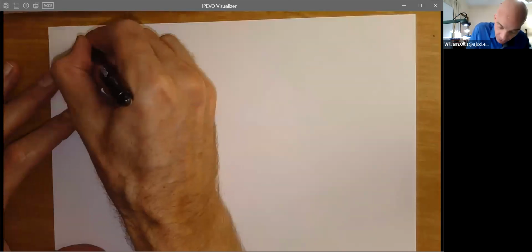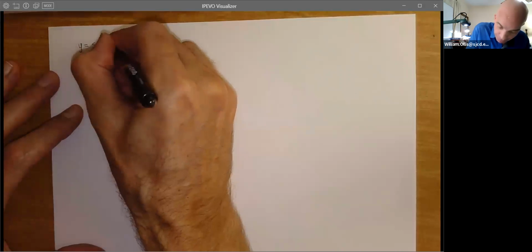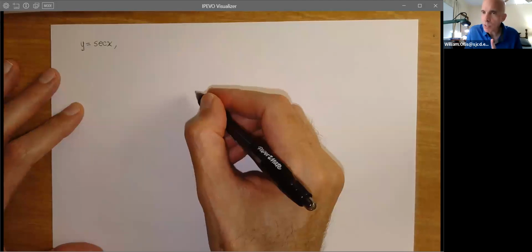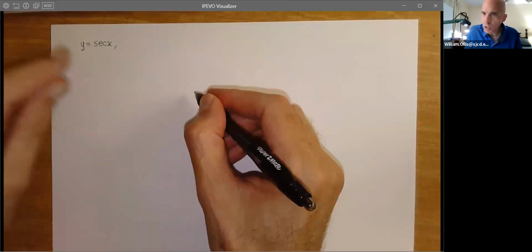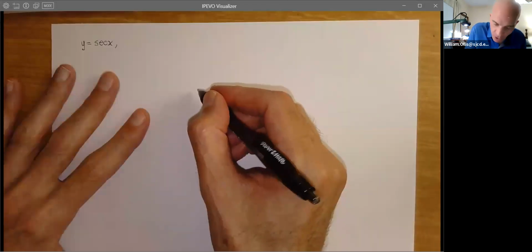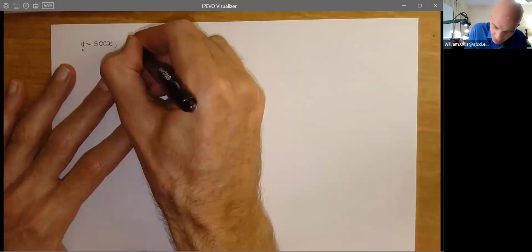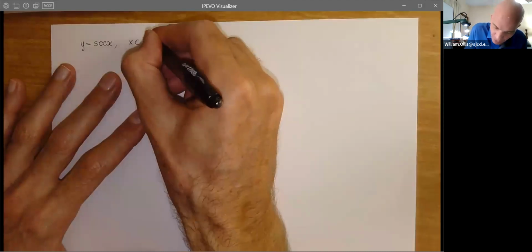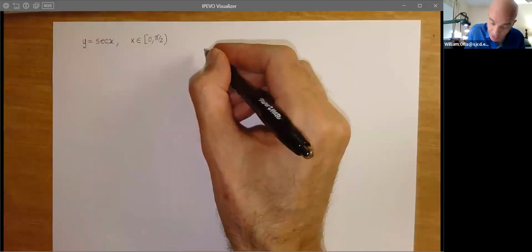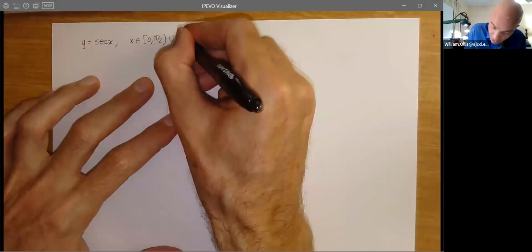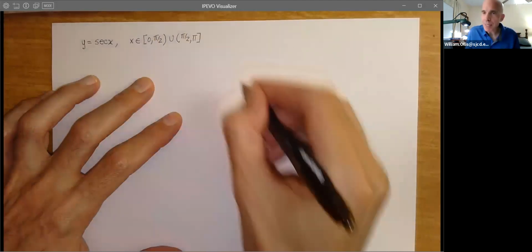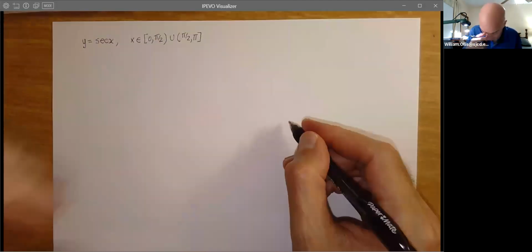So we want to start with this. Y is equal to secant X. Now, how are we gonna set this up so we can get a one-to-one function? Well, what we wanna do is make sure that what we choose is actually increasing. So it's necessarily one-to-one. So we're gonna set X to live here between 0 and pi over 2. And of course, pi over two is an asymptote. So we'll use a parenthesis there, union pi over two to pi. This will give us a nice increasing piece. So let's just go ahead and draw it.